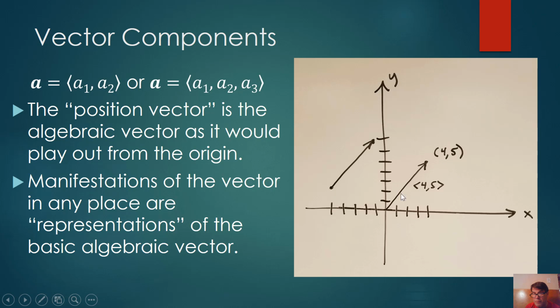Okay? We can have all kinds of representations of that basic position vector. And they're all in this sort of bracket 4, 5, because they're all 4 over and 4 up. So this A1, A2 here is like an X and Y, but it's not pinned down. It's not locked into a specific location. It simply means this vector is A1 over and A2 up, or if we do it in 3 dimensions, A1 on the X, A2 on the Y, and then A3 on the Z.